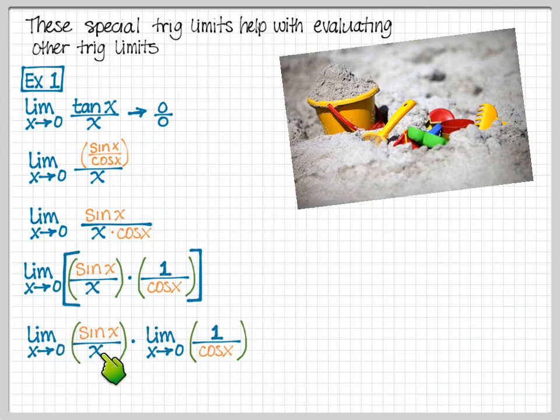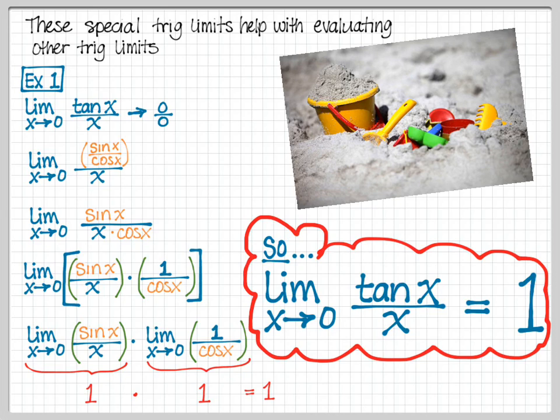Now we have our special trig limit right here that we know equals 1. And for this one, we can plug in 0 into cosine, and cosine of 0 is 1, so we get 1 over 1, which is just 1. Multiplying those two together equals 1. Now we make our statement: the limit as x approaches 0 of tan x over x equals 1. We write our conclusion right here, and it's all based on the work we have done over here.